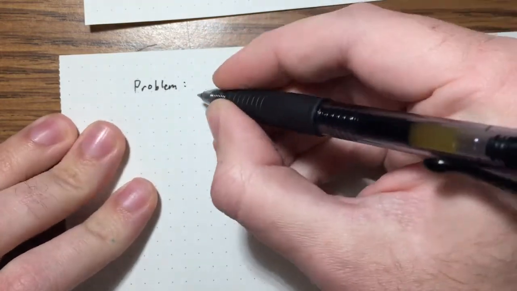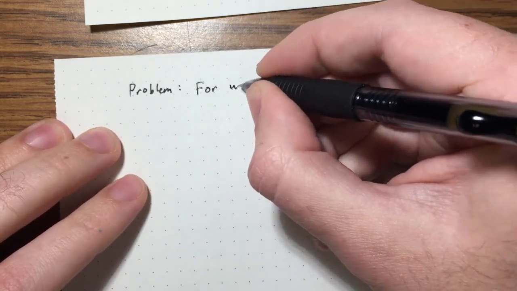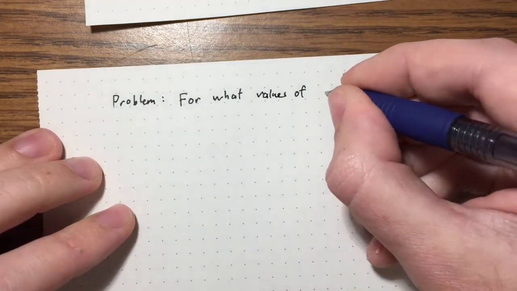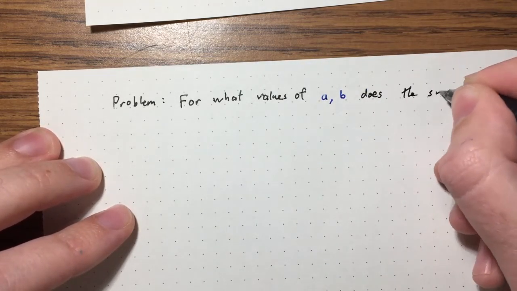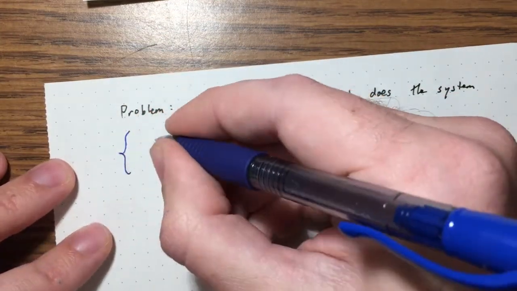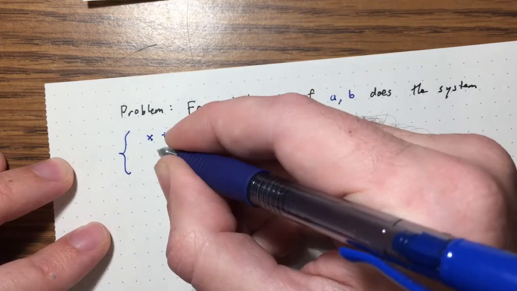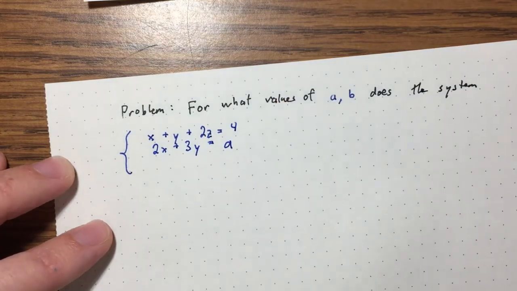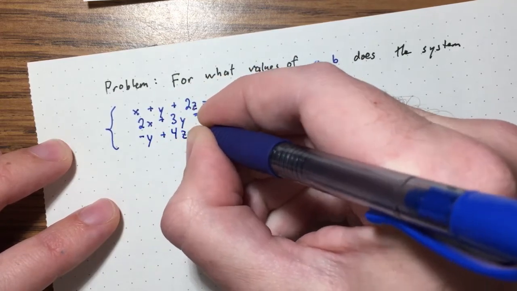Okay, so I'm going to give you a system of equations, but it's going to have some numbers that have not been specified. So for what values of A and B does the system, okay, let me write out a system, x plus y plus 2z equals 4, and then the second equation will be 2x plus 3y equals A, okay, and then my third equation will be minus y plus 4z equals B.